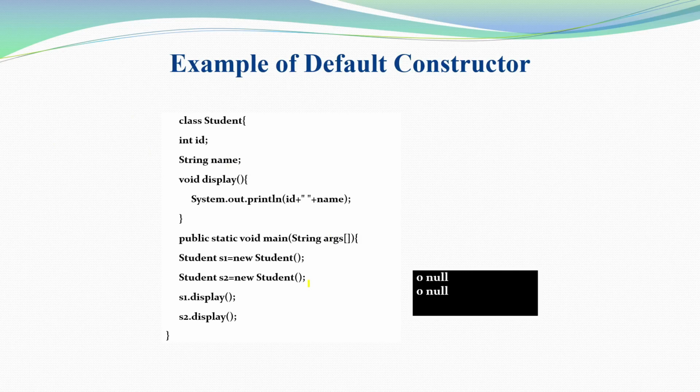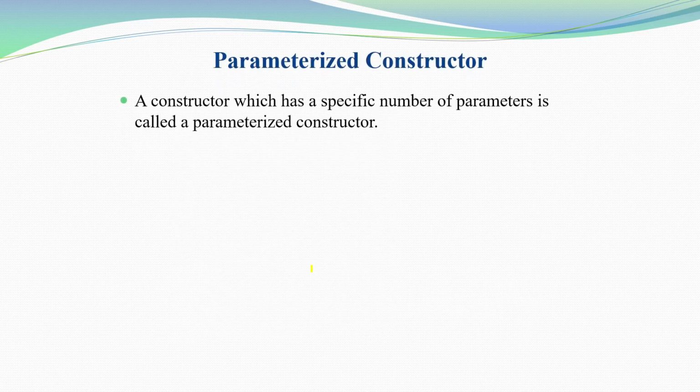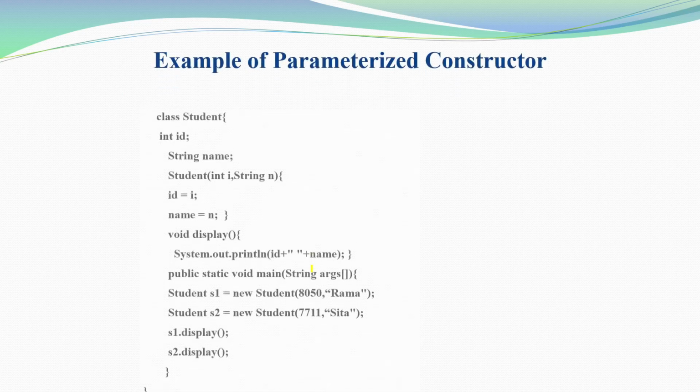Now let's understand what is a parameterized constructor. A constructor which has a specific number of parameters is called a parameterized constructor. As we saw in the earlier two types, that is no argument and default constructor, we are not providing any parameters, or it contains 0 parameters. But in a parameterized constructor, there will be a specific number of parameters, from 1 to n, and that is called a parameterized constructor.